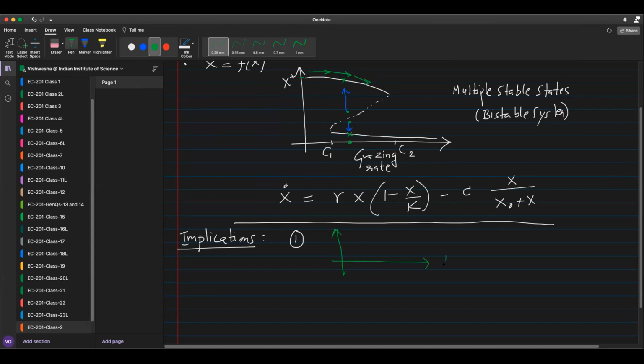If I were to now plot x as a function of time, how will that look? Up to some point in time, there's a gradual change. However, when C reaches this point, C2, what will happen? There is an abrupt shift in the state of the ecosystem, and then it continues that way if you keep on increasing it further. Is that right? So one implication is that of abrupt transition in a system.